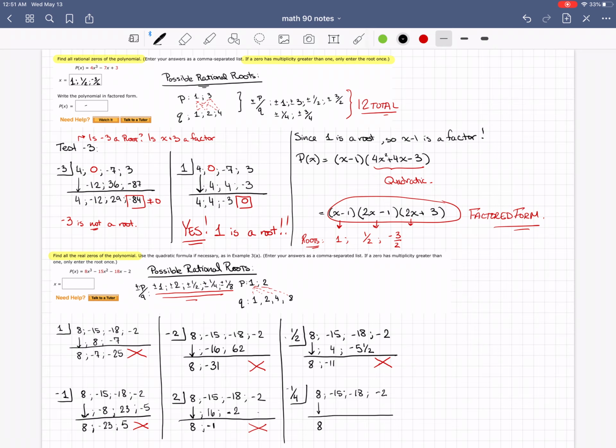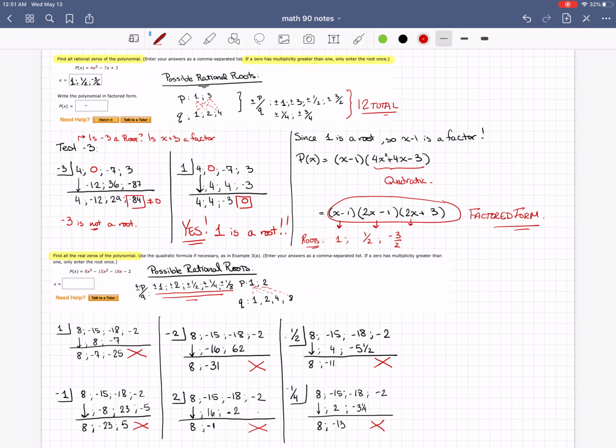well, 8 times 1/4 is 2. And -15 plus 2 is -13. -13 times 1/4 is -13/4, which is -3 1/4. And again, I end up with a really big negative number here, and when I multiply it by 1/4, it's not going to be -2 because this is not going to be a whole number. So this isn't working well either.